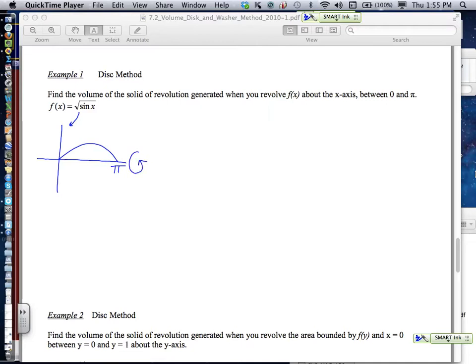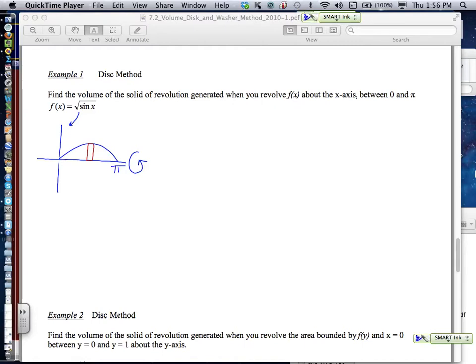And I like to make that little arrow because then that reminds me which axis I'm rotating around, because in a minute we're going to rotate around the y-axis. So we're rotating around the x-axis, and in order to find the volume of that solid, we're going to draw a representative rectangle that is perpendicular to the x-axis. I'm going to super emphasize this idea of perpendicular because we're going to learn another method later on where the rectangle is parallel instead of perpendicular. So here our representative rectangle is perpendicular to our axis of rotation.